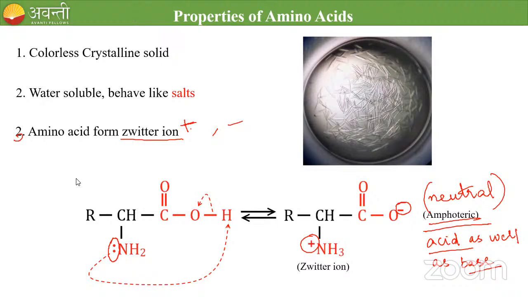Can you all make the zwitterion if I give some other amino acid to you? Whatever might be the amino acid, you just have to take the lone pair of the amino group and attack the hydrogen and write the structure. That's all.